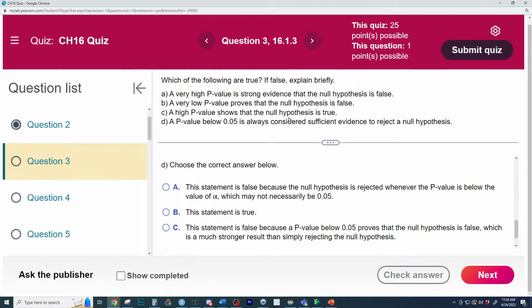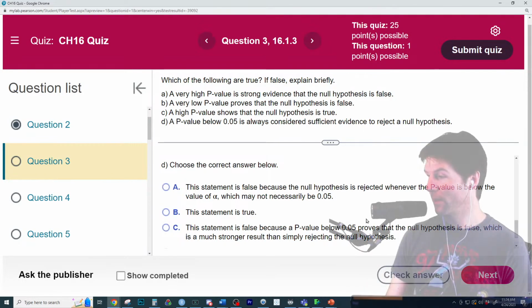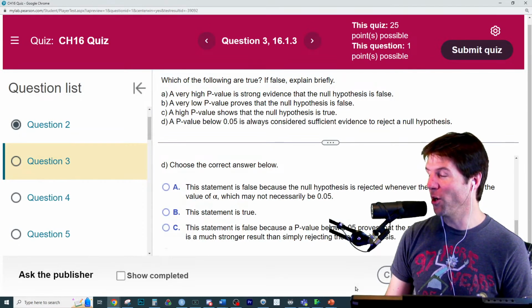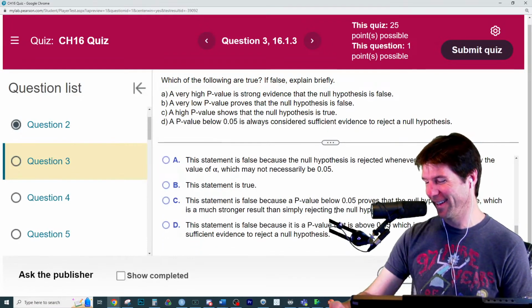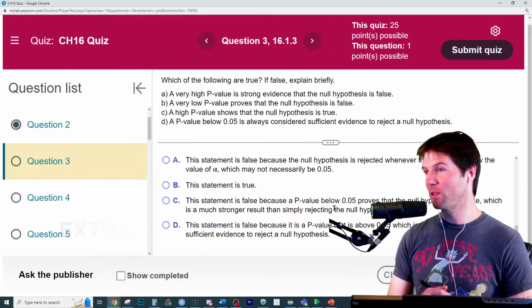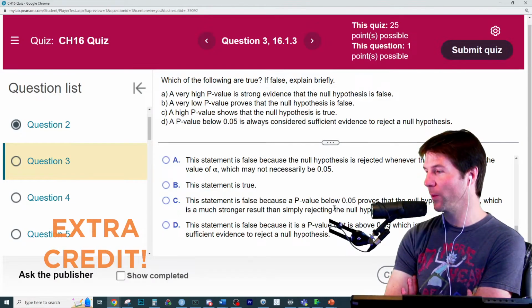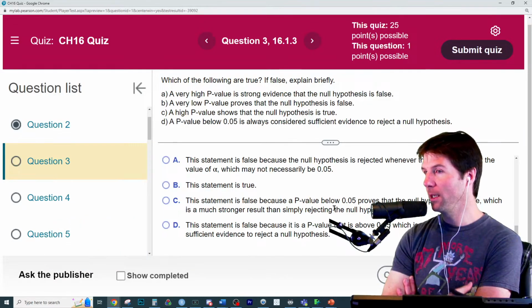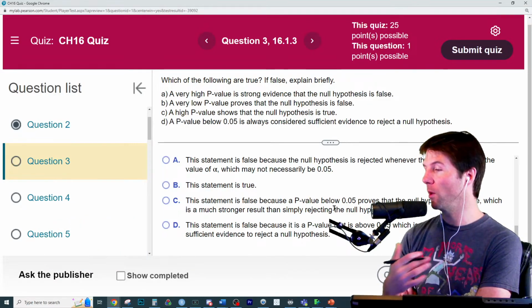A p-value of 0.05 is always considered sufficient evidence. Nope. A p-value of 0.05 is always enough evidence? No. Is 0.05 always enough evidence? You can always just change your alpha.